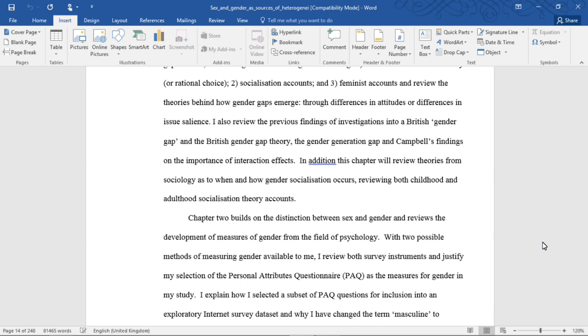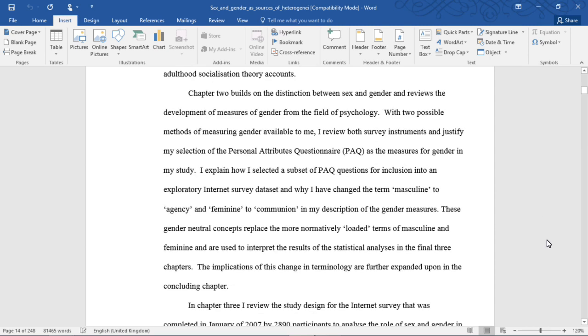In addition, this chapter will review theories from sociology as to when and how gender socialization occurs, reviewing both childhood and adulthood socialization theory accounts. Chapter 2 builds on the distinction between sex and gender and reviews the development of measures of gender from the field of psychology. With 2 possible methods of measuring gender available to me, I review both survey instruments and justify my selection of the personal attributes questionnaire as the measure for gender in my study.